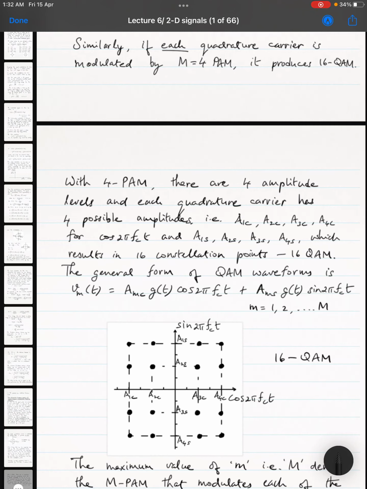So we have 16 different points, and clearly we see that now the energies of these signals are no longer the same. So the energy of this signal and the energy of this signal and the energy of this signal, they're all different.